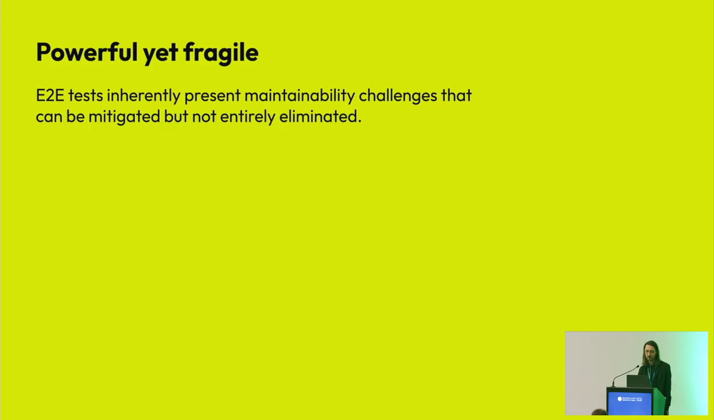And one of the trade-offs with end-to-end tests is that it comes with some maintainability problems. The reason for this is end-to-end tests are very close to the implementation, meaning that any change in the UI can make our test break or become obsolete.